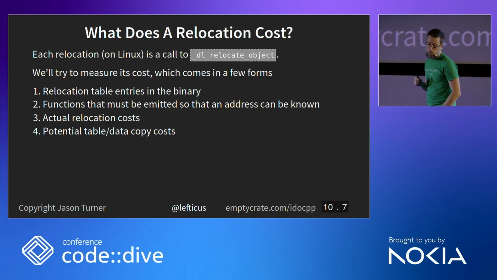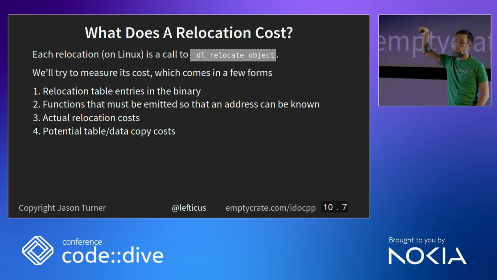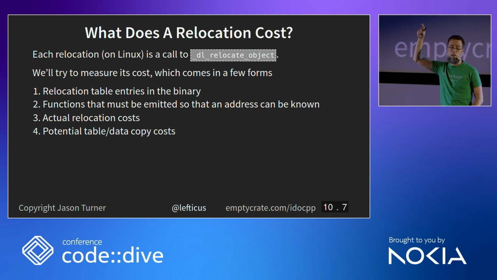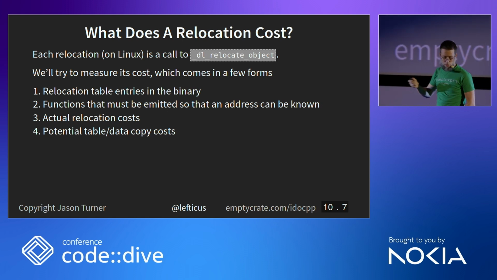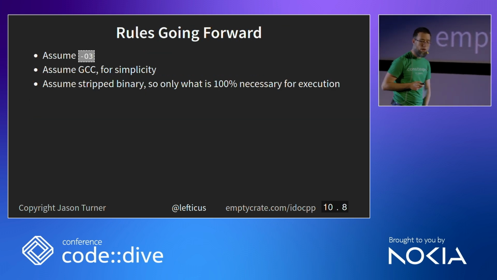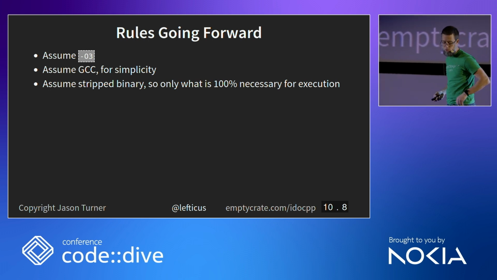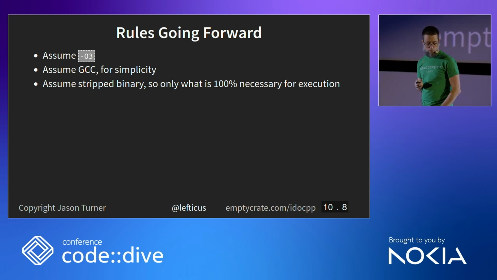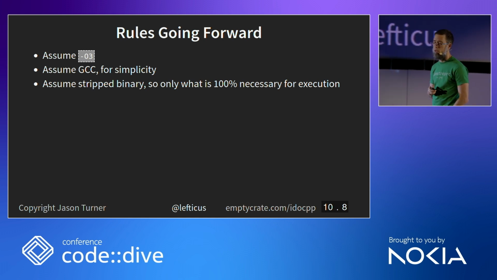But I'm going to try to measure these costs: the relocation table entries in the binary, functions that must be emitted, because often functions, like constexpr functions, are not necessarily emitted into the binary, but if I create a pointer to one, then it has to emit it. The actual relocation cost itself, and potential table and data copy cost. We are going to assume GCC for simplicity, O3, and a stripped binary, so only what is 100% necessary for execution. That's poorly worded. Who wrote these slides?